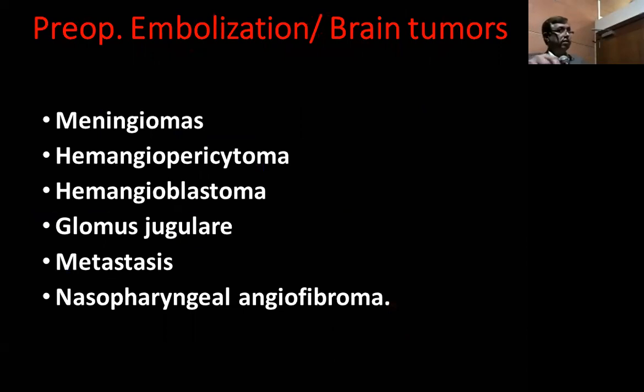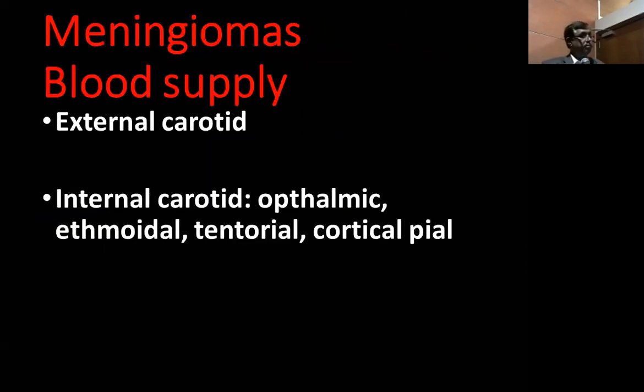Meningiomas come first, but of course hemangiopericytomas, hemangioblastomas, gliomas, metastases, and nasopharyngeal angiofibromas are other examples. The blood supply of meningioma will come either from the external carotid, which is almost more than 50%, or from other branches of the internal carotid.